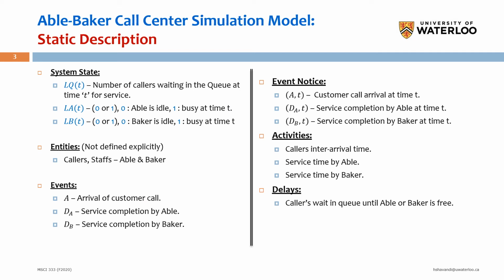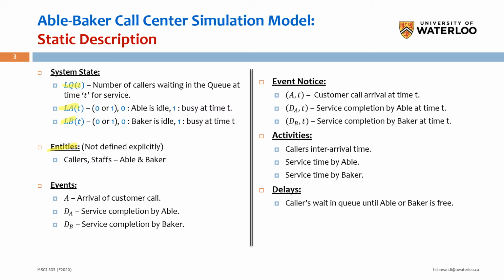So same as before, for the single server we had LQ(t) as a state variable for the number of customers waiting in line. Since here we have 2 servers, we'll have 2 state variables for the servers, one for Able and one for Baker. So LA(t) and LB(t), 0 or 1, for the status of the servers. And for entities, again, we have the calls and we have the servers. But since we are not interested in explicitly differentiating the customers, we don't need to define the entities or attributes here.